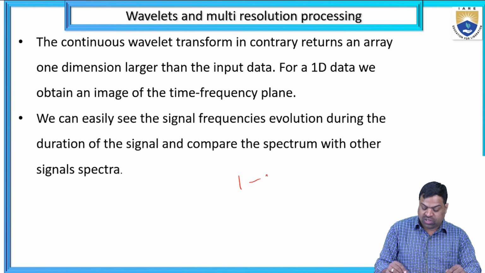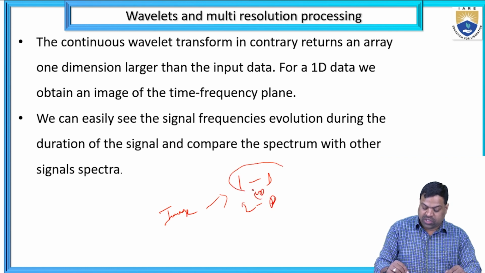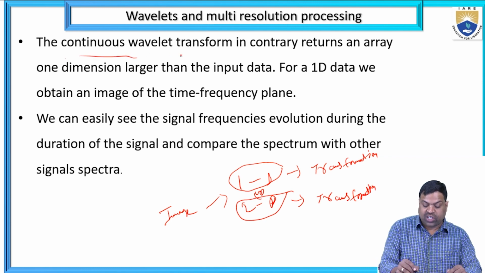The images are in the form of 1D or 2D. If the image is 1D, what transformation technique are we using? If I am going for 2D, which transformation is useful? It is the continuous wavelet transform.